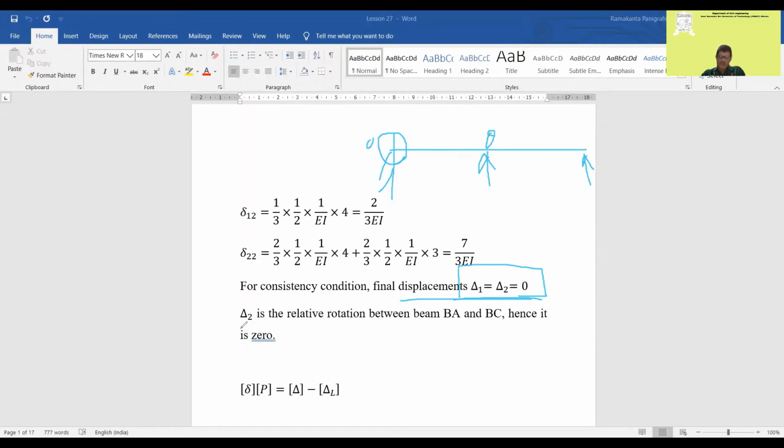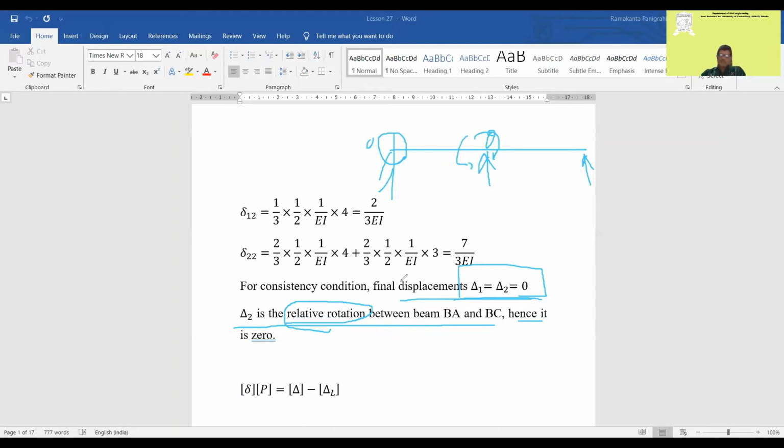So what is delta 2 basically? Delta 2 is the relative rotation between B and P. So it is 0. Relative displacement of this, relative displacement of this, so the relative displacement is 0. It is not only the rotation, it is the relative rotation. Delta 2, because the two beams are meeting at the coordinate 2 we have taken like this.